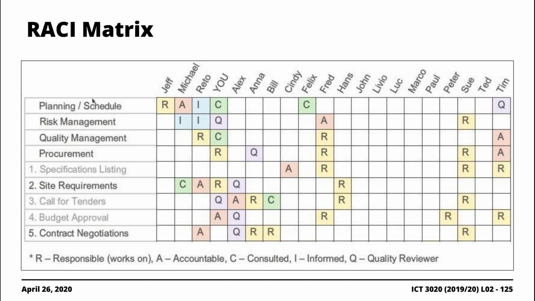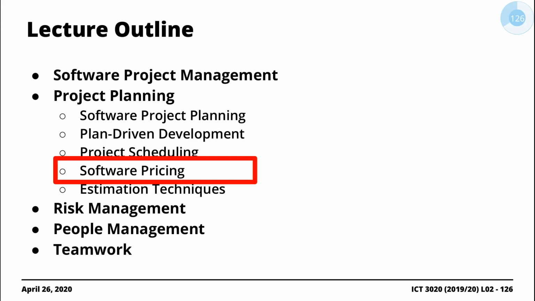So the expectation is for the RACI matrix associated with your respective group projects, if your project team is composed of 5 individuals, you must indicate for each activity which of the 5 are going to be responsible, who is going to be accountable, who is going to be informed and consulted. Great. I hope that was useful.